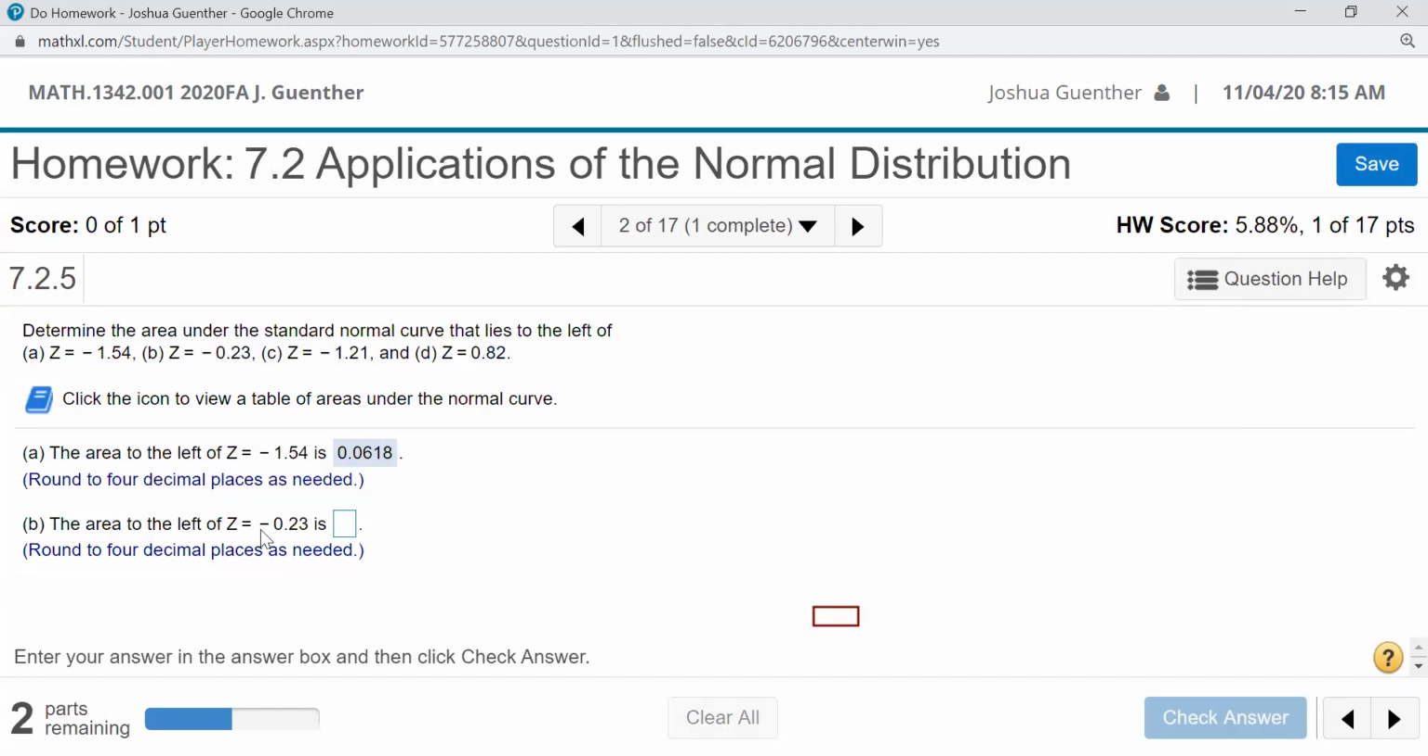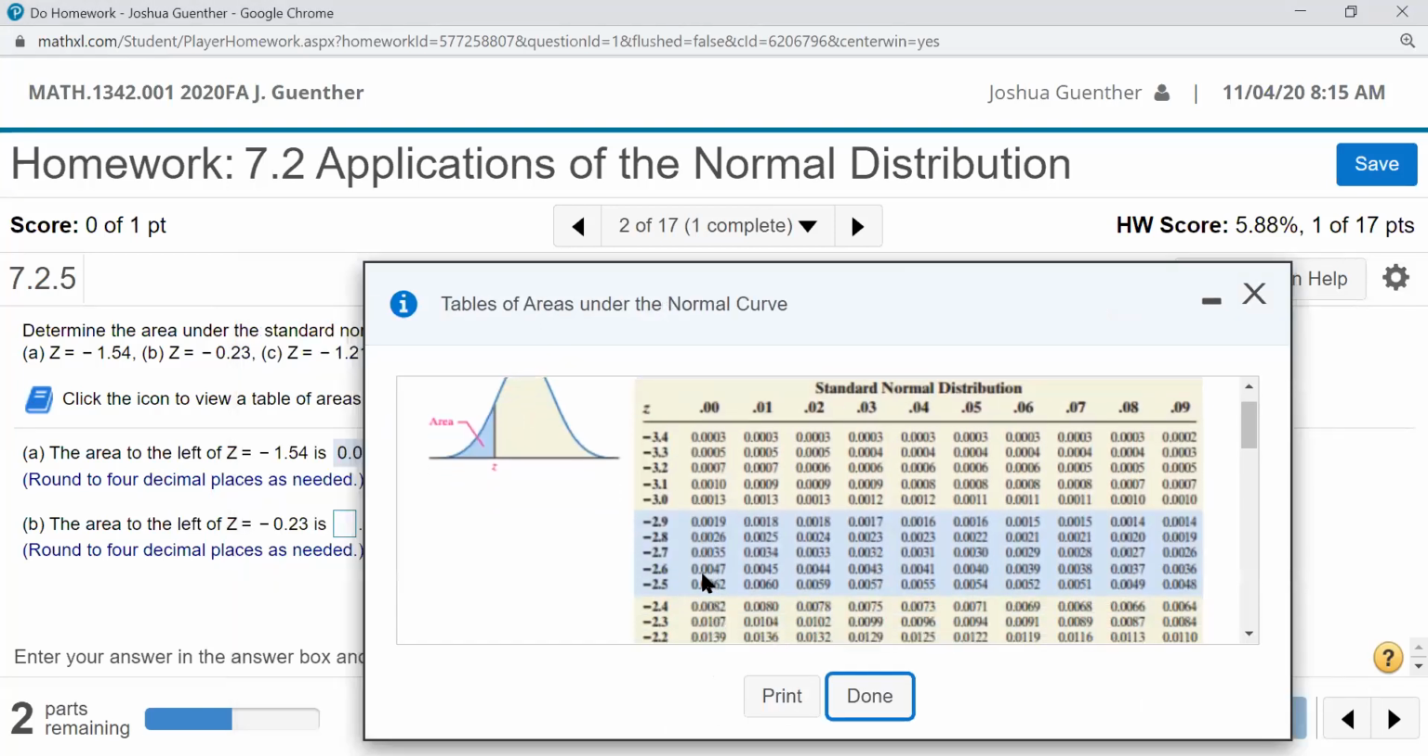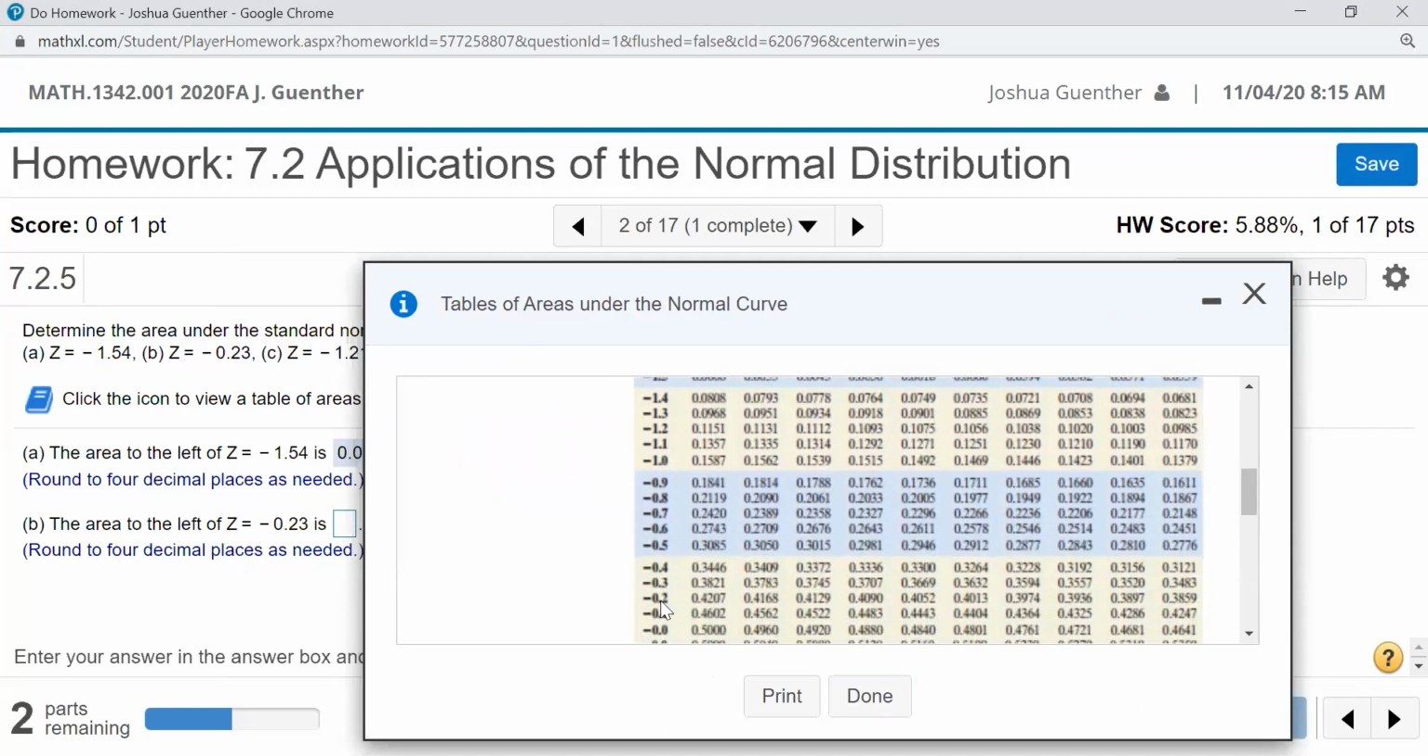Next up, the area to the left of a z-score of negative 0.23. So once again, we need to look up negative 0.23. So let's see, z-score negative 0.2. It's going to be along this row here. Negative 0.20, negative 0.21, negative 0.22. Negative 0.23, and we want the area to the left of that z-score.